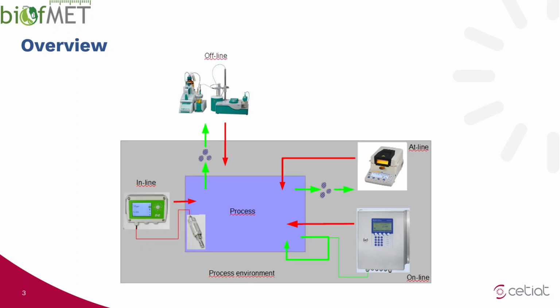For the purpose of this presentation, I will be using a schematic view of an industrial process, represented by the blue square in this picture, along with its surrounding environmental conditions represented here by the gray square. I will be discussing various types of measurements, including inline, online, offline, and at-line measurements.